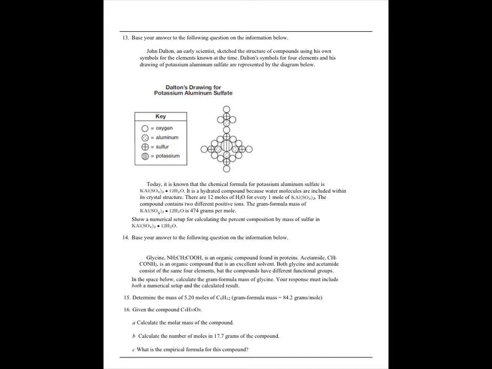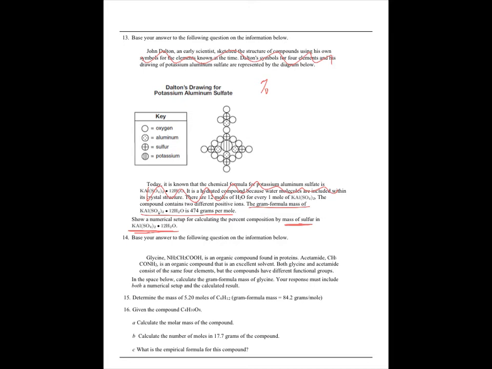Now look at this doozy whopper of a question. Look at this structure. What the hell is that? Well, we don't need to look at this stuff, and we don't need to look at a lot of this information. It just wants us to show a numerical setup for calculating percent composition by mass of sulfur in this whole thing. What is the gram formula mass? Well, you don't need to read all of that. You just need to read the last sentence. Everything else here, you don't really need to look at that. Okay? That's all we need.